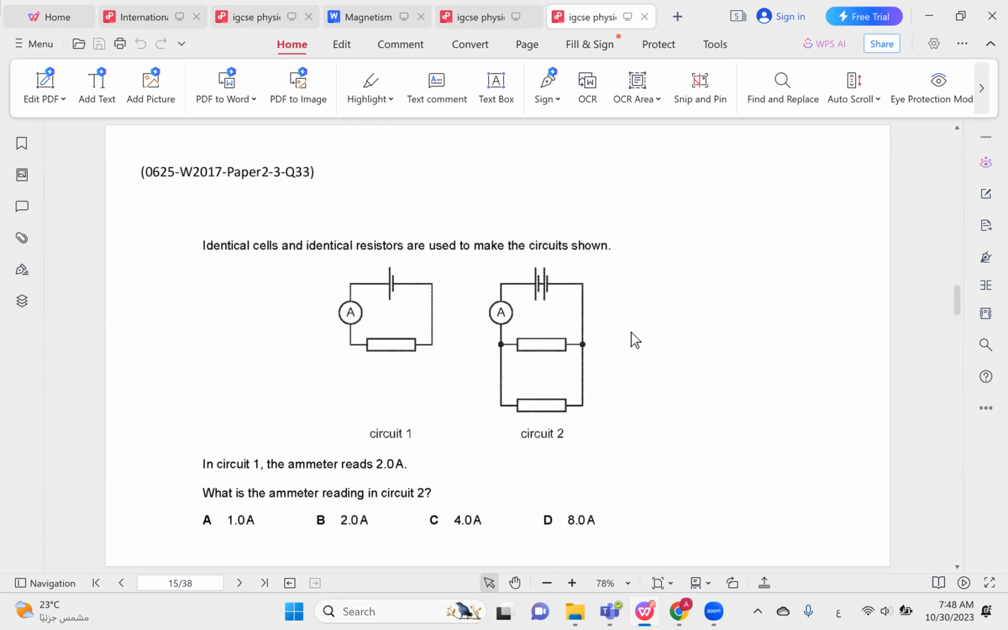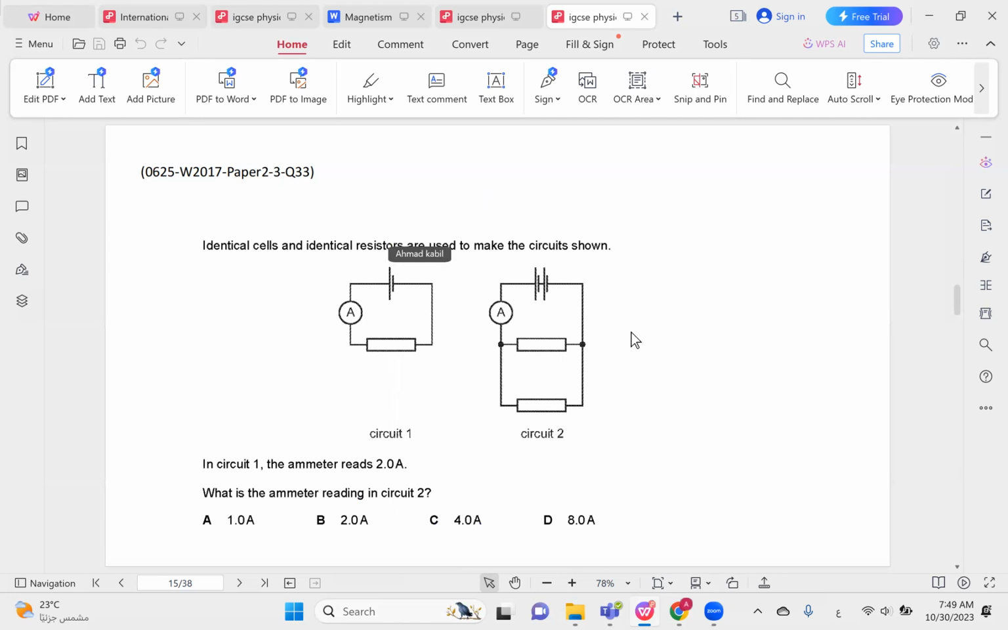Identical cells and identical resistors are used to make the circuits shown. In circuit 1, the ammeter reads 2.0 amperes. What is the ammeter reading in circuit 2? Now, this is not an easy question. It's a tricky question. So let's try to work it out together.